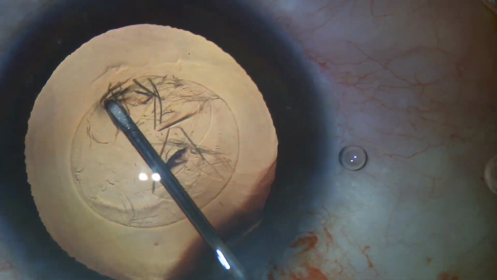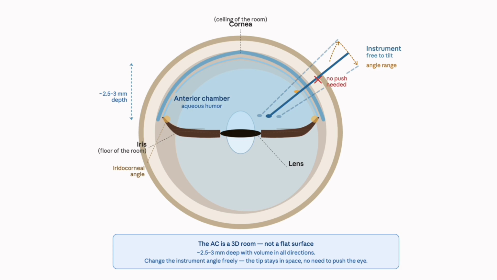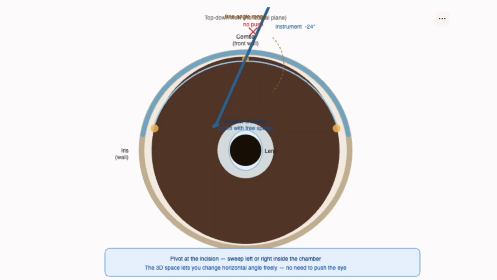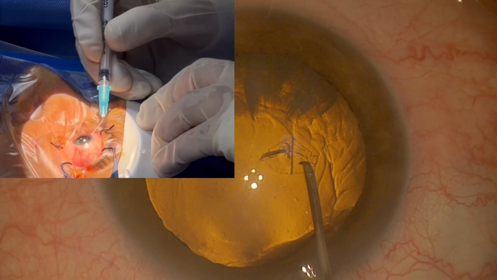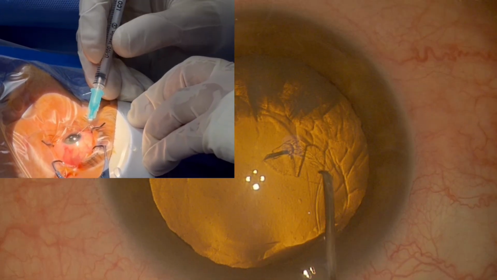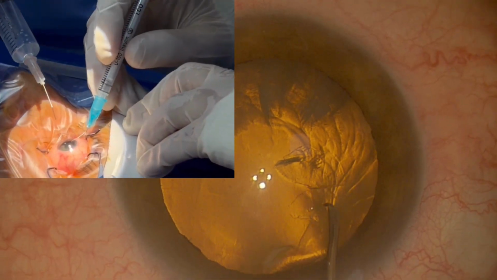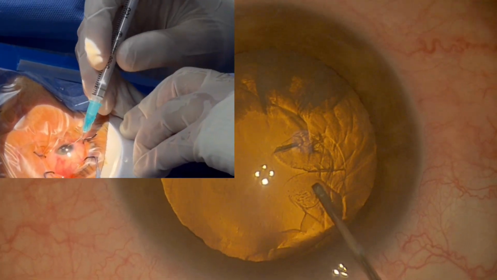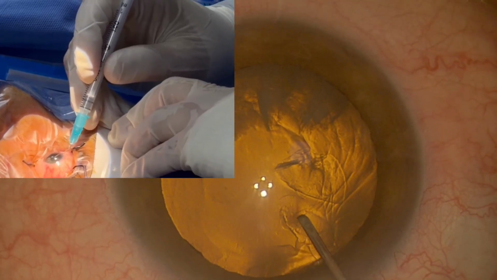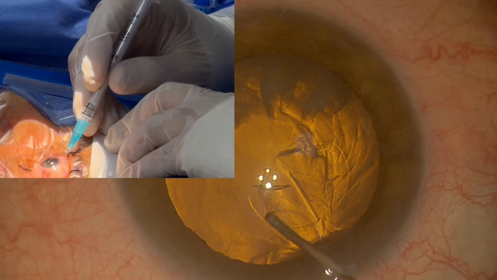And let's see now the second rule. The AC is a 3D room, and you can move within it side by side without the need to push the wall or the wound or compress the cornea. So here you can see how we can change the angle of the cystotome without pushing the wall of the incision, and it's demonstrated in the side recording. The surgeon is moving the cystotome freely within the incision without pushing the wall.